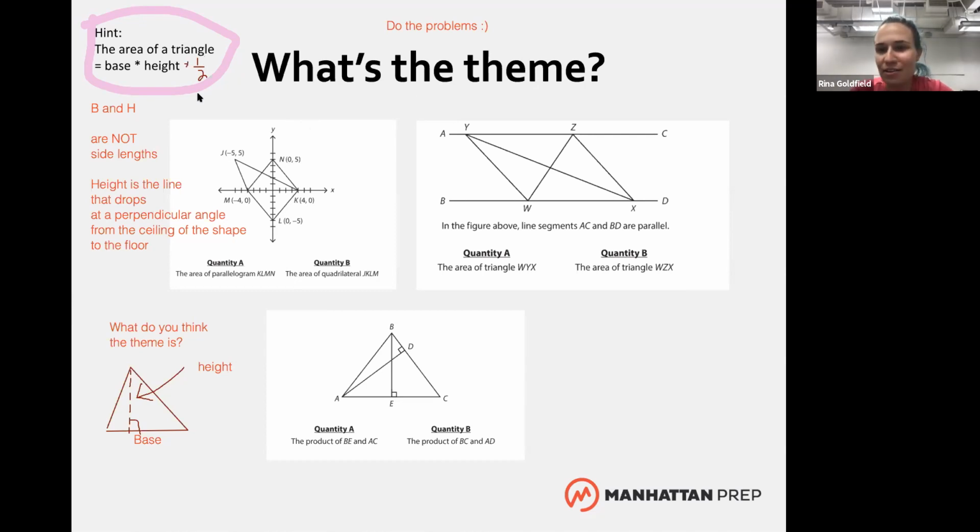Okay, Janelle helpfully pointed out that I was missing the 1/2 on the top corner of my slide there. I'm so sorry. It doesn't change the answers, but it should have been base times height times 1/2. My apologies.